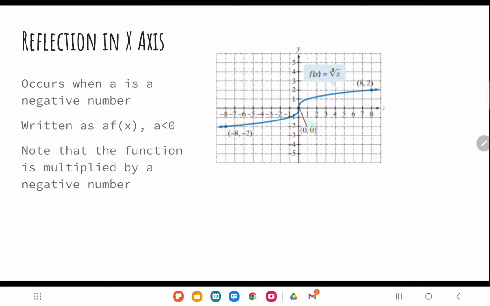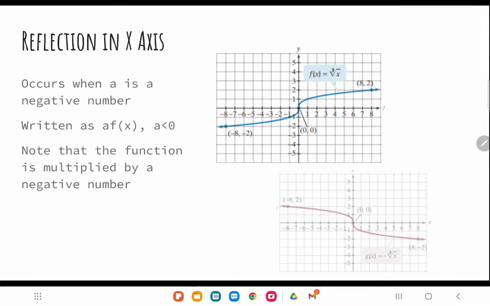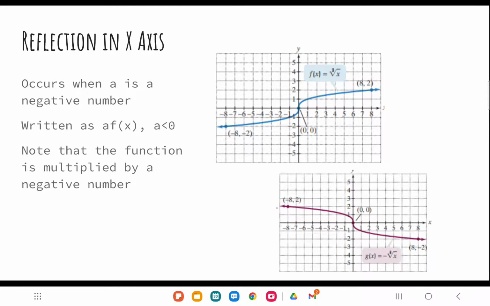-8, -2, 0, 0, and 8, 2 are some key points. And here it has been reflected. This g of x is the negative cube root of x. And as you can see, there is that reflection in the x-axis. The domain and range here have been unchanged. However, if you had something like a quadratic or a square root function or an absolute value, again, that can change the range of the graph.